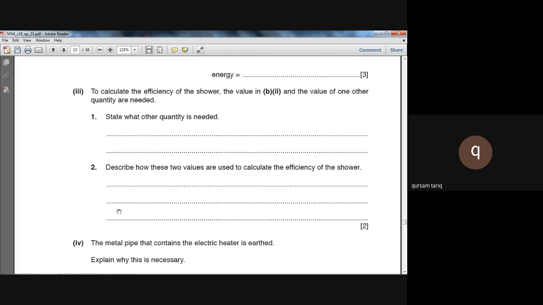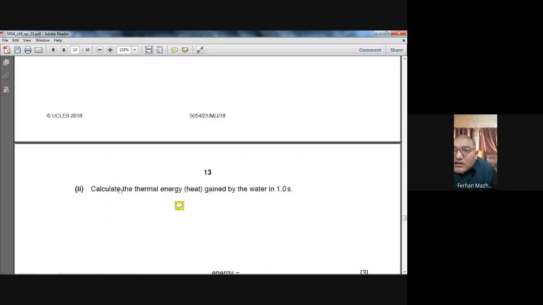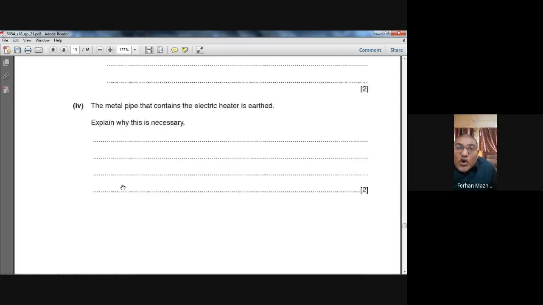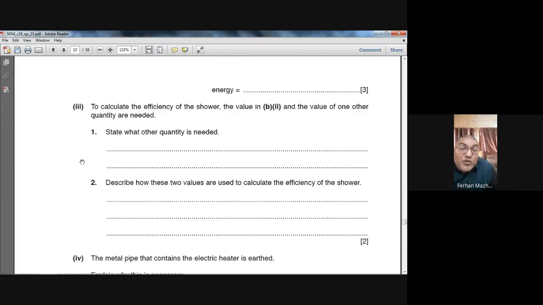Sir, they are asking to calculate efficiency of the shower. Output is given, we need input. Yes, we need, it's electric heater. So we should know the input energy or the input power. And because it is electric heater, you don't have to write this. I'm just explaining to you that for calculating the electric energy, we need the voltage and the amount of current provided to the electric heater. So you only have to state, name it, that I need to know the input energy or input power.